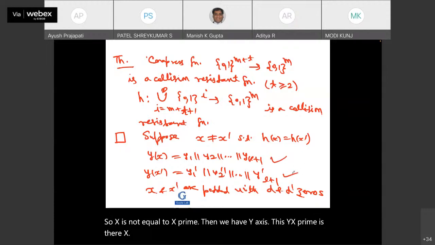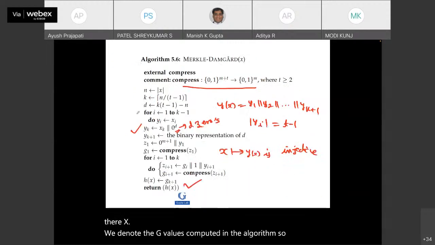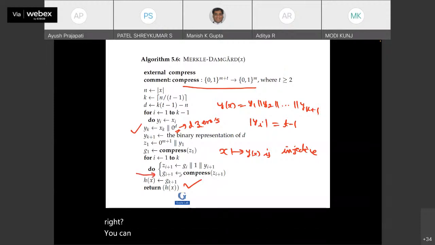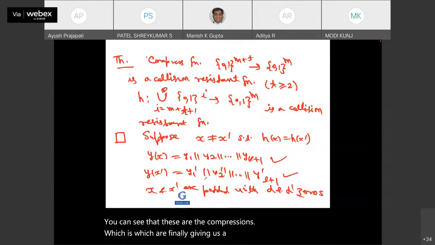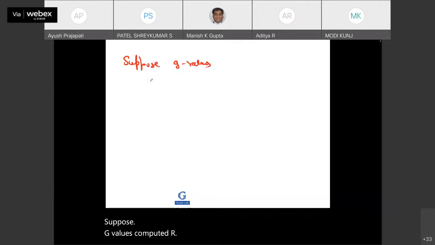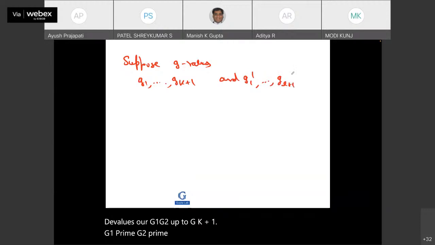Now we denote the g values computed in the algorithm. So in the algorithm we are computing these g's, right? You can see that these are the compressions, which are finally giving us hx. So suppose the g values computed are g1, g2, up to g(k+1), and g1 prime, g2 prime, up to g prime (l+1) respectively. Now there are a couple of cases.